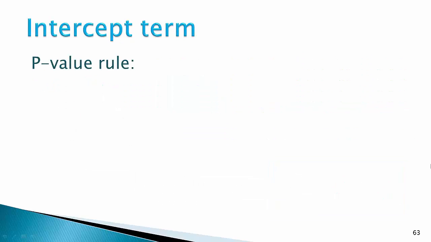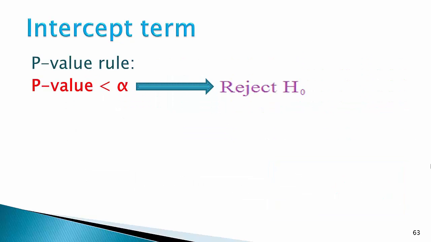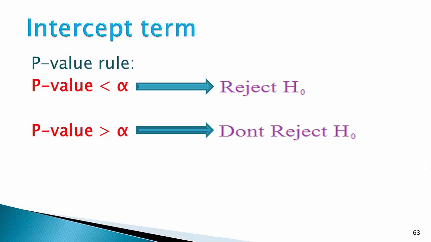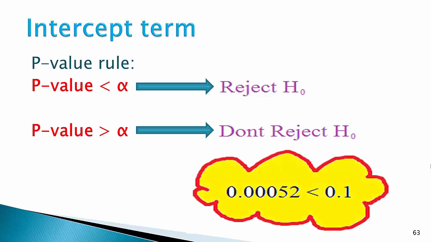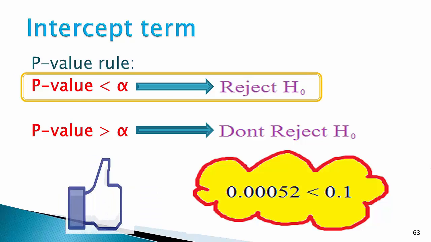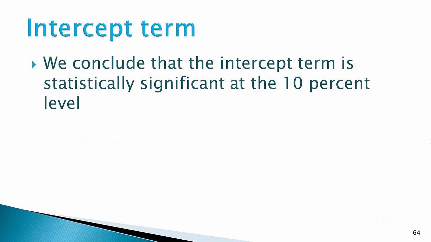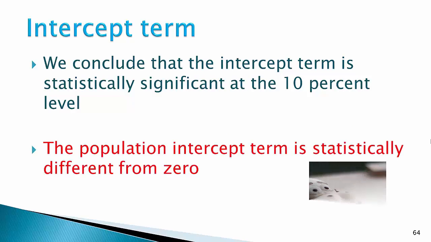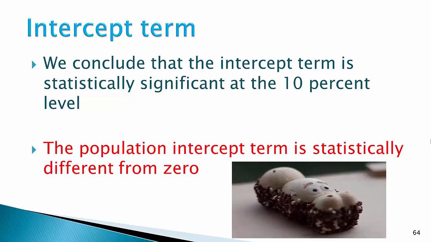Recall the p-value rule. If the p-value is smaller than the significance level, we reject the null hypothesis. If the p-value is larger than the significance level, we don't reject the null hypothesis. Since our p-value 0.00052 is smaller than 10%, we reject the null hypothesis. Easy, huh? We conclude that the intercept term is statistically significant at the 10% level, so the population intercept term is statistically different from 0.